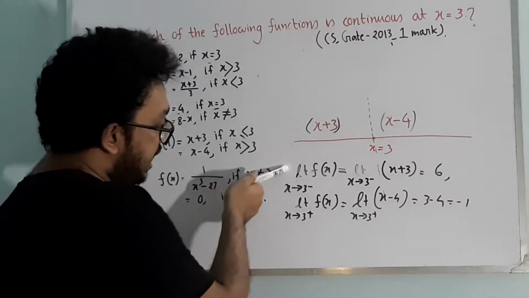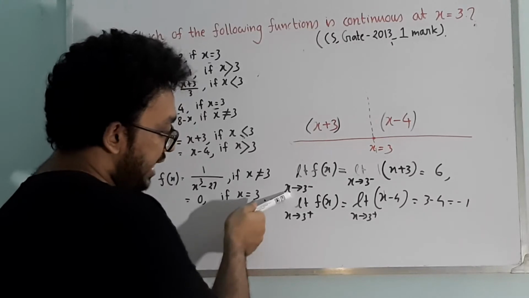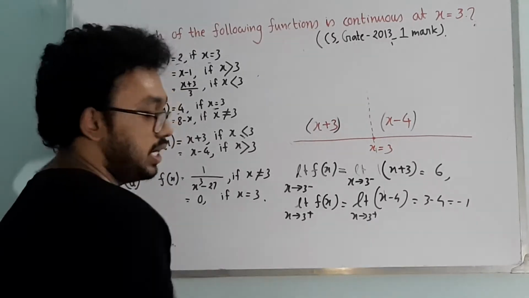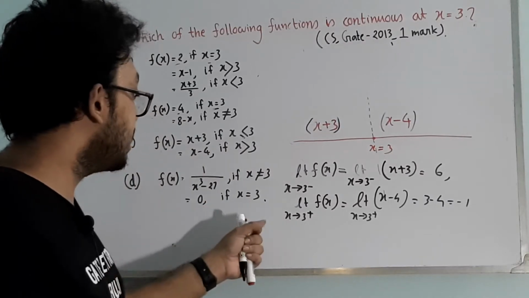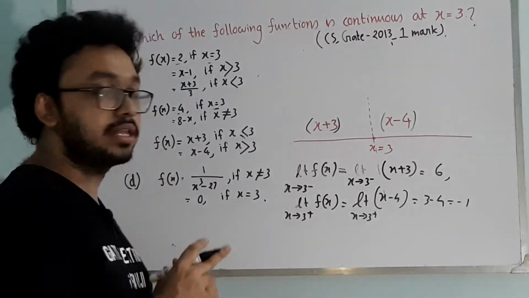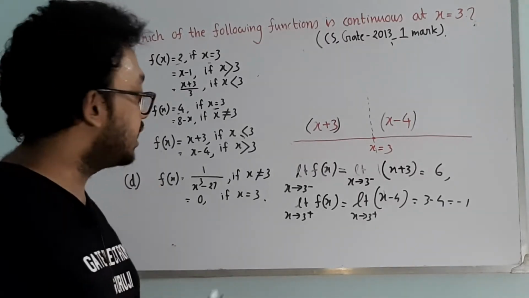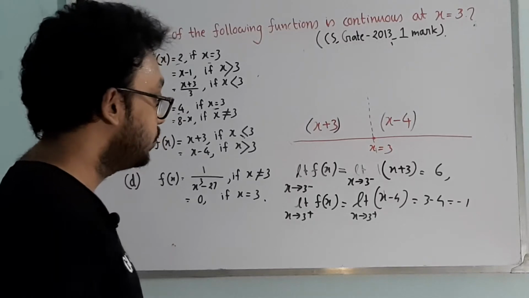Now observe. You see that the left hand limit at x equal to 3 is 6, while the right hand limit at x equal to 3 is minus 1. So clearly the left hand limit is not same as the right hand limit. If the left hand limit is not same as the right hand limit, that means that the limiting value does not exist at x equal to 3, right?